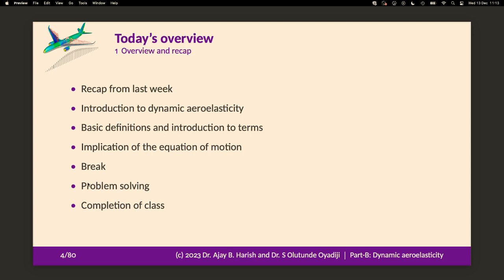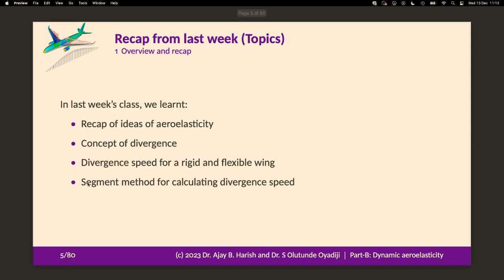That is what we want to try to understand. And finally, before we complete the class today, we'll try to look at a problem just to give you an idea of an important problem, okay? So, good. We have so far talked about some aeroelasticity concepts, divergence, and so on.